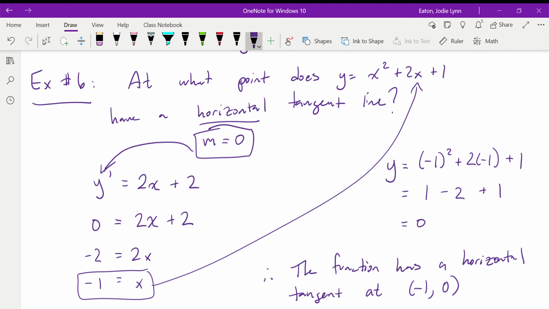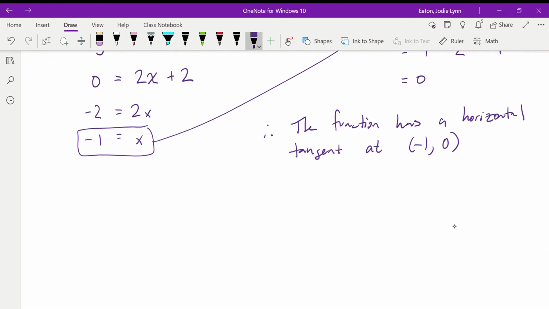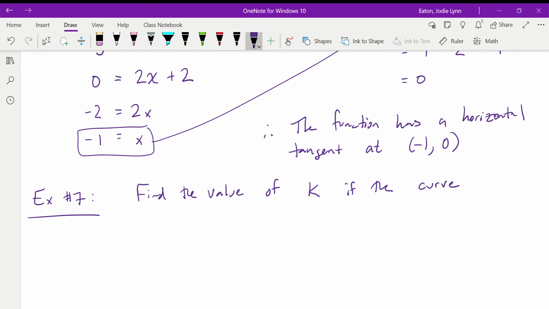Do I want the slope? Do I want a y value? Okay, last example. We are going to find the value of k if the curve y equals 2x squared plus 4x is tangent to the line y equals x plus k.